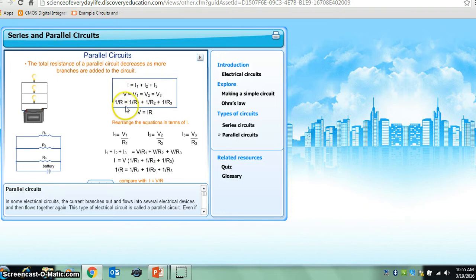The total resistance of a parallel network is calculated by the rule 1 over R is equal to 1 over R1 plus 1 over R2 plus 1 over R3. One thing here that you can notice is the total resistance of a parallel circuit decreases as more branches are added to the circuit.